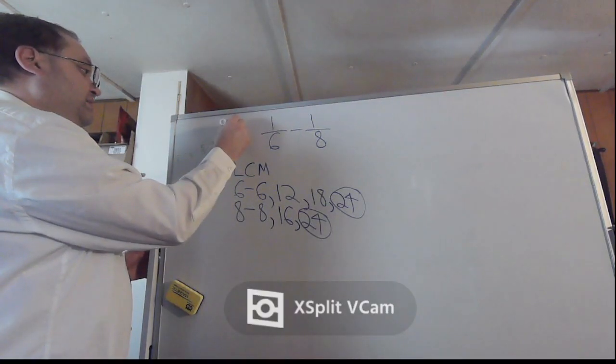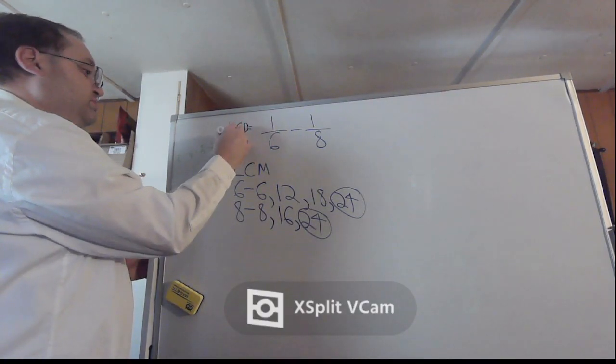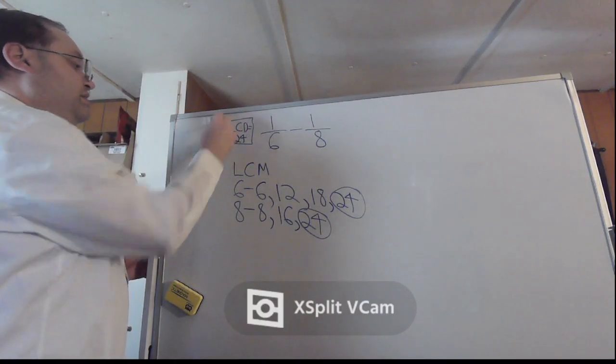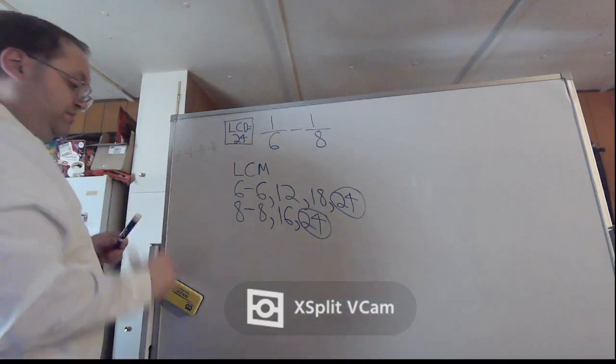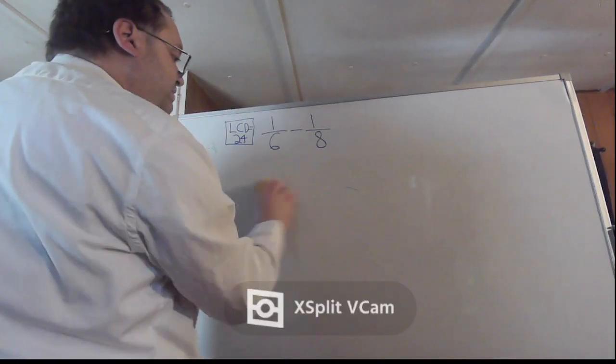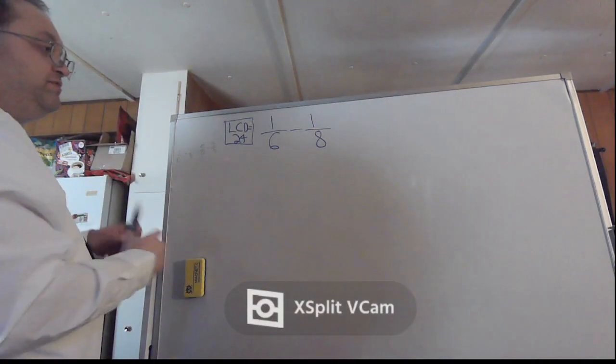So you could write the least common denominator equals 24. Write that on the side to aid your work with the fractions, to know what denominator you're going to need. So your least common denominator is going to be 24.